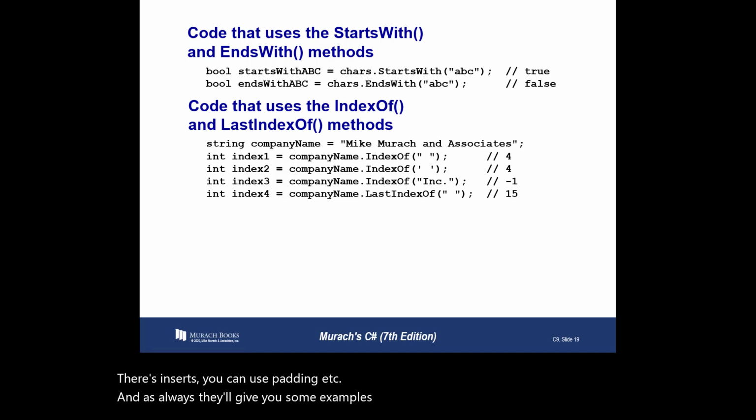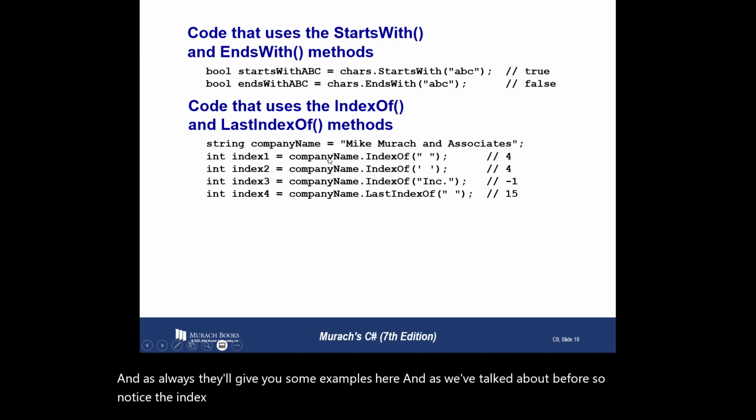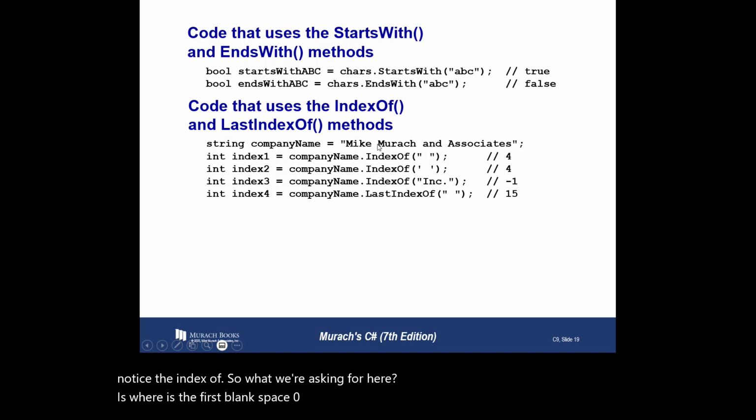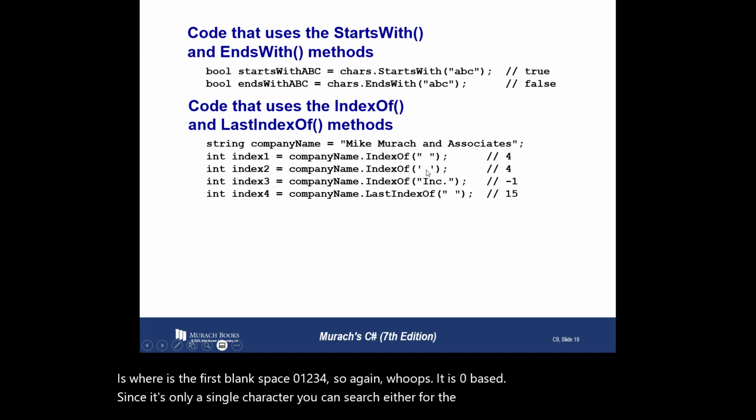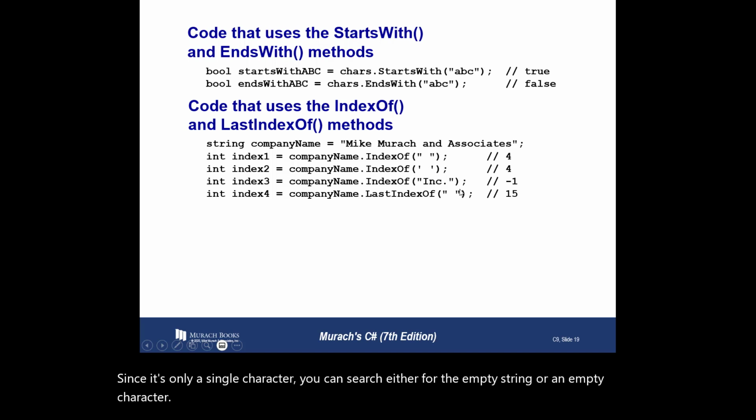And as we've talked about before, so notice the index of. So what we're asking for here is, where is the first blank space? 0, 1, 2, 3, 4. So again, whoops, it is 0 based. All right. Since it's only a single character, you can search either for the empty string or an empty character. All right.